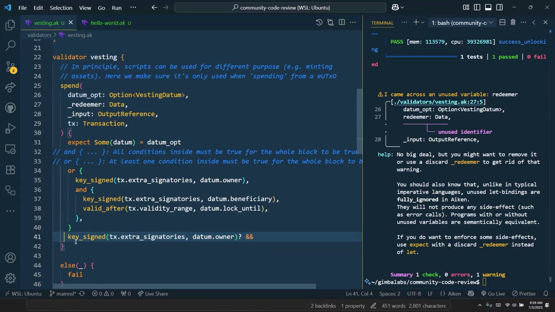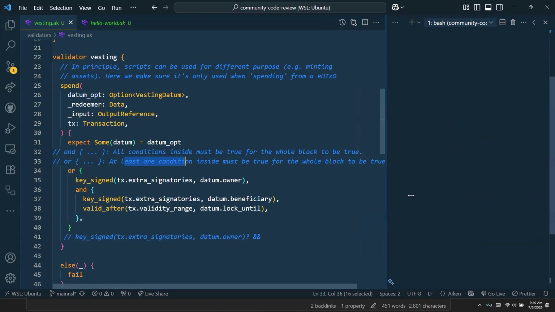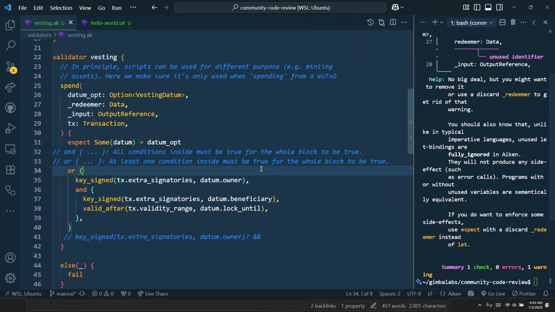So "or" is wrapping the logic. Yes. The way to read that would be: key signed, or key signed and valid after. Right? Is that how you would read it? So this is "or", which means whatever blocks are inside the "or" are the optional ones. One of them has to be true, and we have two of those.